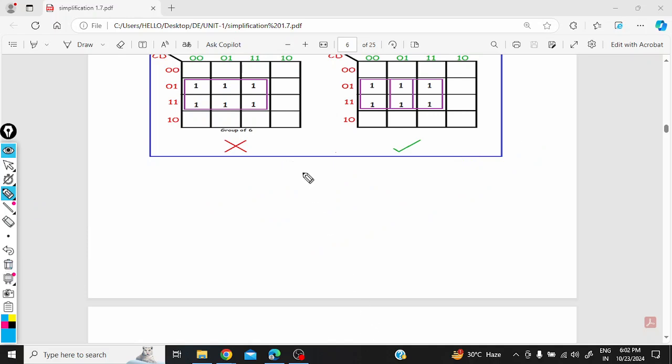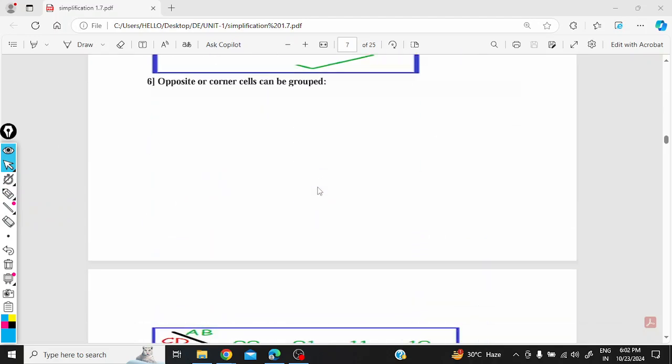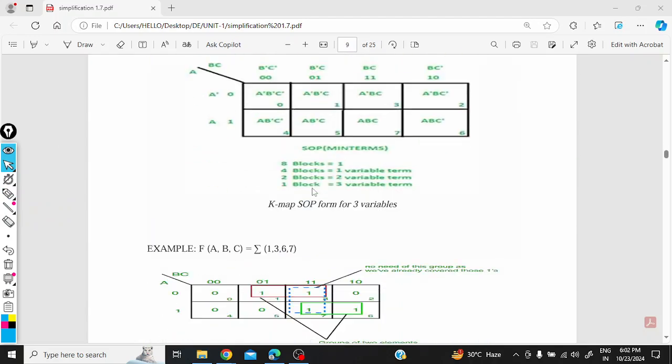Now one more thing that you need to observe: the topmost row is always adjacent to the bottommost row, and the leftmost column is adjacent to the rightmost column, which means all these four corners are also adjacent to each other. That is what you need to understand. If you see an exam, you will get more clarity about this. We'll start with an example so that you will understand clearly.